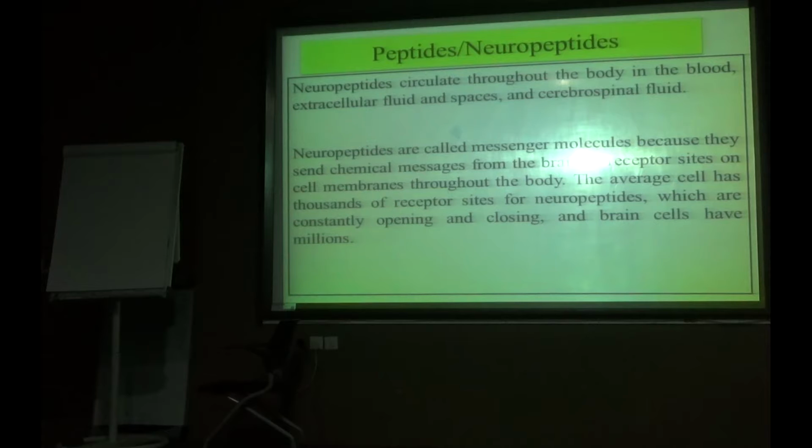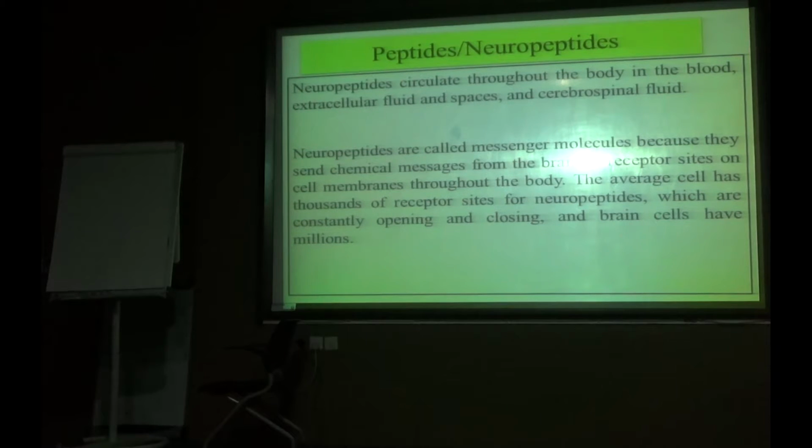Why are they called messenger molecules? Because we know that they transmit messages: pain sensation, emotions, feelings, happiness, sadness. These things are carried out by these messengers. So they send chemical messages from the brain to the receptor site. And we know that a message comes in the form of chemicals, and then it brings changes, and then the outcome is there.